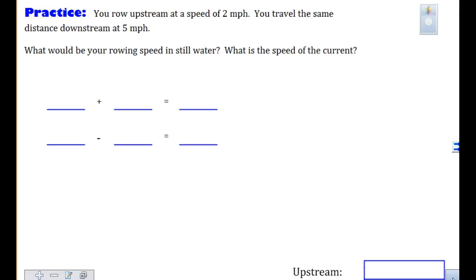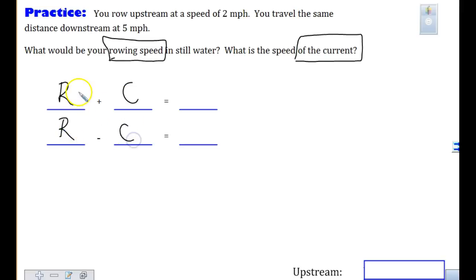We are in a canoe or kayak and we're rowing upstream at a speed of 2 miles an hour. We travel that same distance downstream at 5 miles an hour. What would be your rowing speed in still water? So if you were sitting out on a lake maybe and you didn't have a current, your rowing speed. And what would be the speed of the current? So we need 2 things. We need the speed of rowing, so we're going to go rowing plus the current and our rowing minus the current. Okay? So R plus C and R minus C.